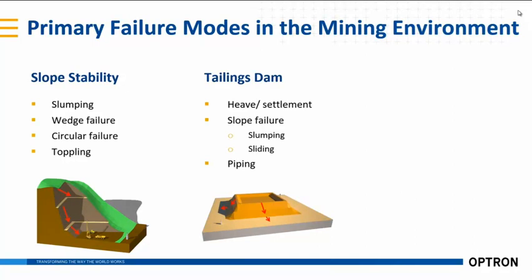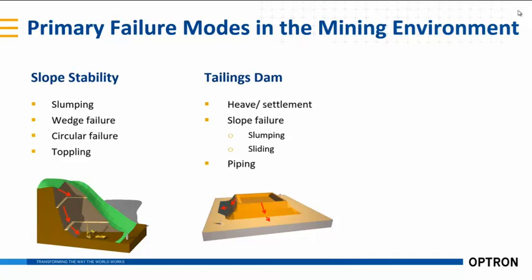But it's not limited to the pit only. The tailings dams are also considered very, very critical from a safety factor. And the failure modes that typically occur around a tailings could be heave or settlement, but there's also the slope failure of the tailing structure itself. It could slump or slide, or piping, which occurs when there's some seepage through the dam.